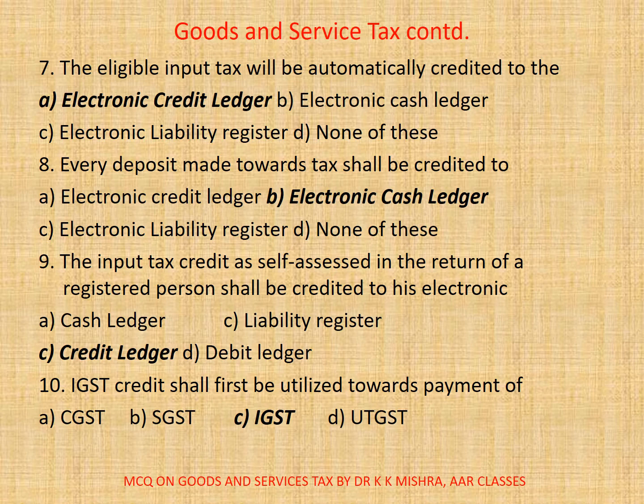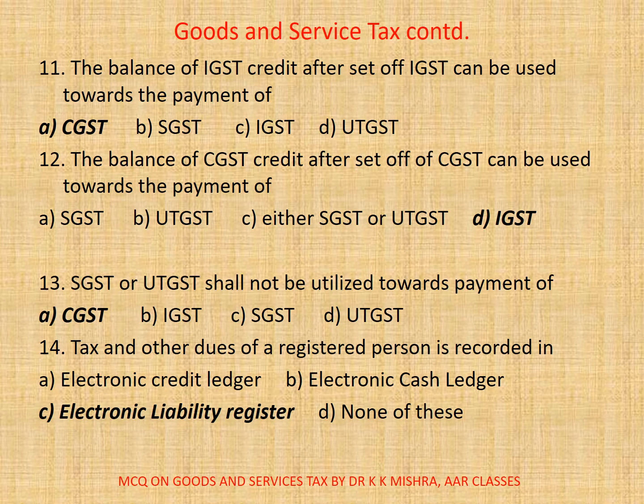10. IGST credit shall first be utilized towards payment of: A. CGST, B. SGST, C. IGST, D. UTGST. So here the correct option is C. IGST. 11. The balance of IGST credit after set off of IGST can be used towards the payment of: A. CGST, B. SGST, C. IGST, D. UTGST. So here the correct option is A. CGST.